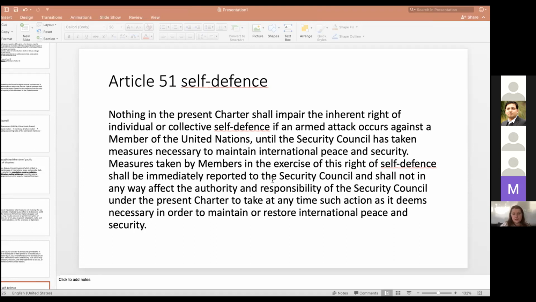Chapter 9 is about international economic and social cooperation. Chapter 10 regulates the Economic and Social Council. The Economic and Social Council has 18 members elected by the General Assembly.